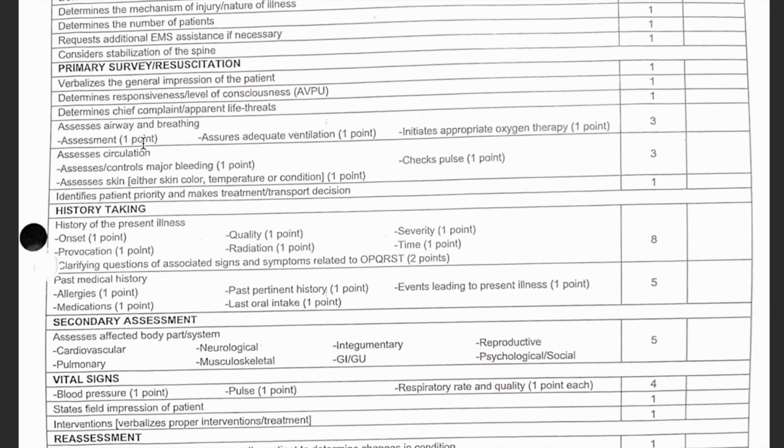So you walk in and you tell your partner, whether this is real life or for your scenario, like, hey, go get me a set of vital signs. I want a blood pressure, a pulse, a respiratory rate and quality. I want a blood sugar. I want a temperature reading. I want an SpO2 percentage. And you can start getting this stuff done as soon as you see the patient.